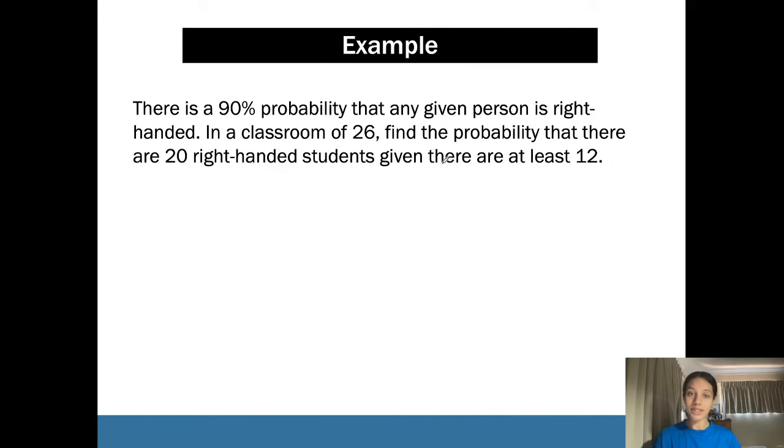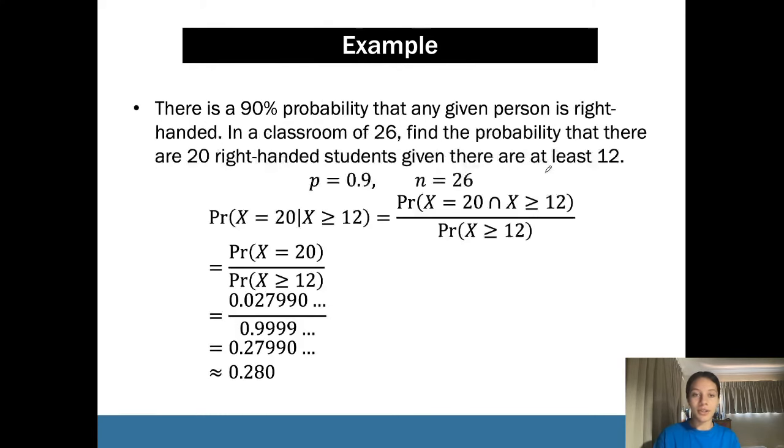So here's an example question. There's a 90% probability that any given person is right-handed. In a classroom of 26, find the probability that there are 20 right-handed students, given there are at least 12. So we're basically using the information that we want to find the probability of there being 20 right-handed students, and we know that there are at least 12. So how do we actually go about that?